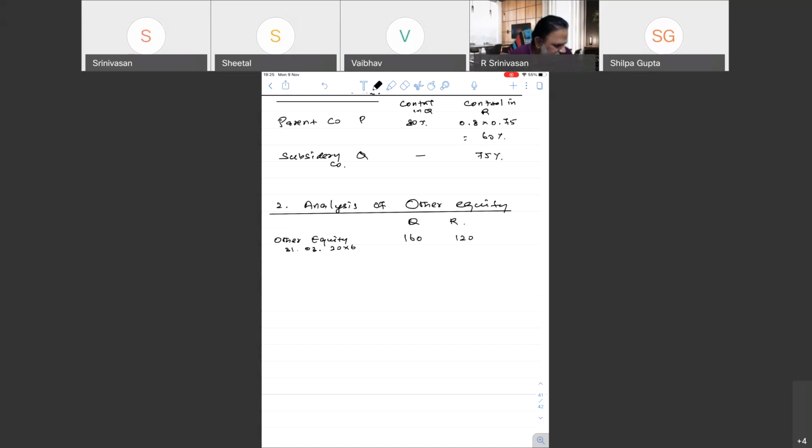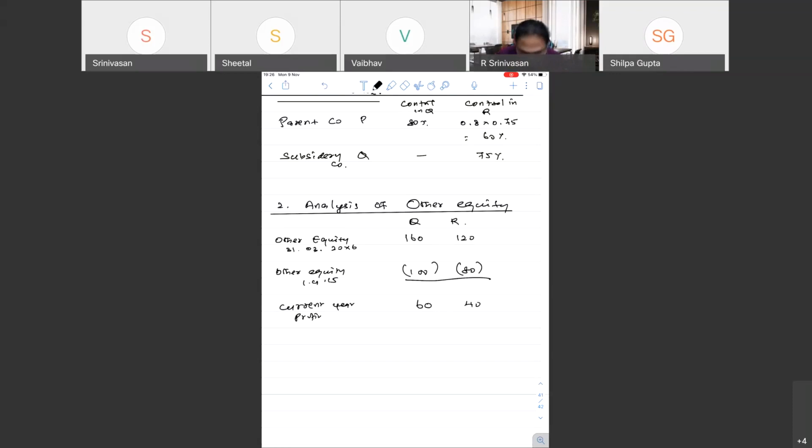And the control was acquired on 1/4/2015. On 1/4/2015, the other equity balance was 150 and 180. Current year profit is 60 and 40. If you subtract, you get the current year profit. It was not given in the problem. Yes. So the current year profit is this.